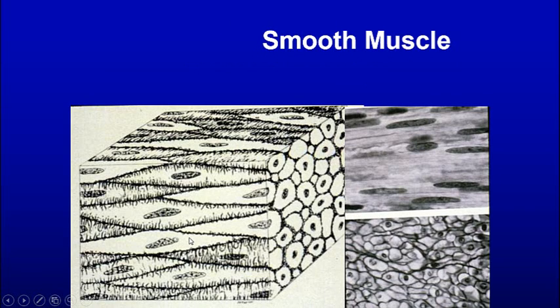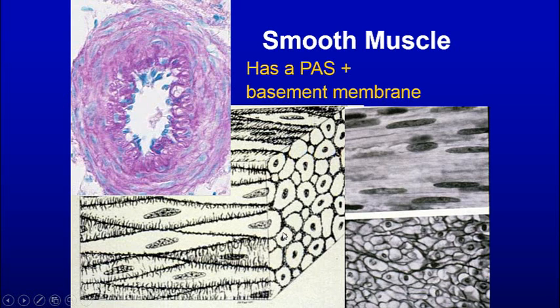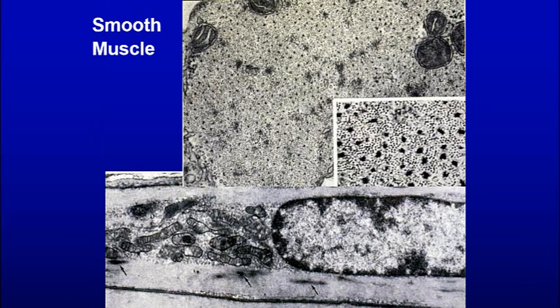Smooth muscle, as we can see, individual cells have a basement membrane. In fact, if you use PAS staining, you can see the basement membrane around the cell. So in that case, smooth muscle is like epithelium. It has a basement membrane. Also, smooth muscle, remember before we said it had actin, which are these small filaments, and then the myosin. The difference is organization. It's not organized in a sarcomere.